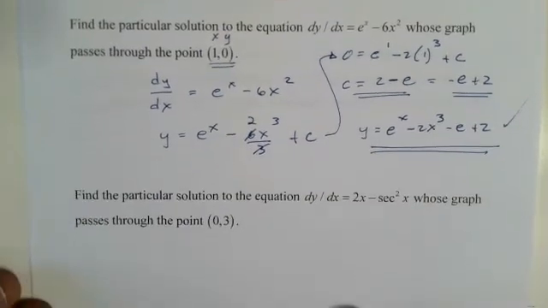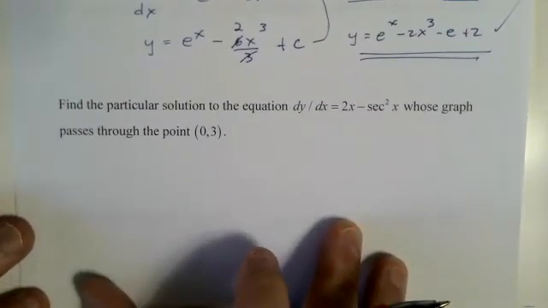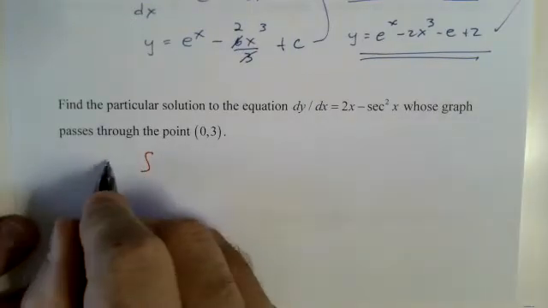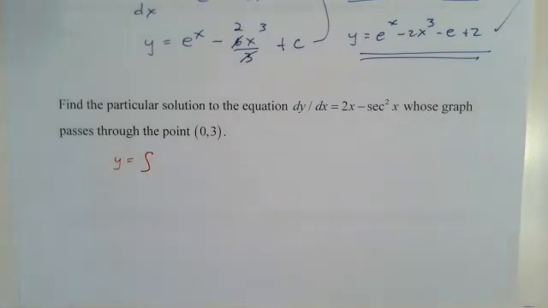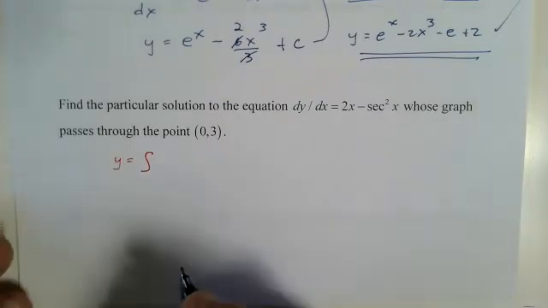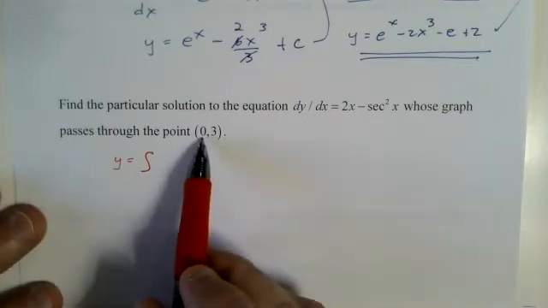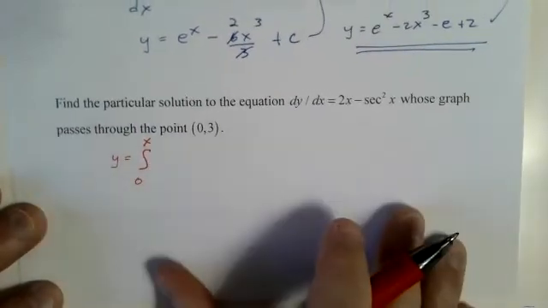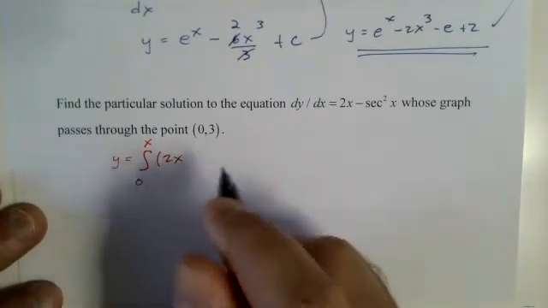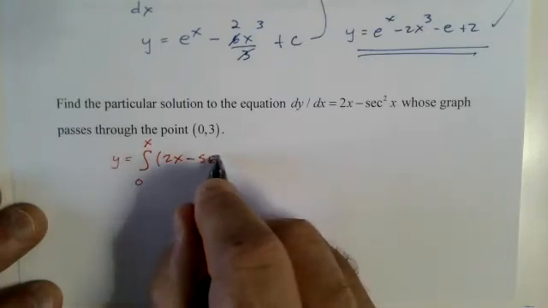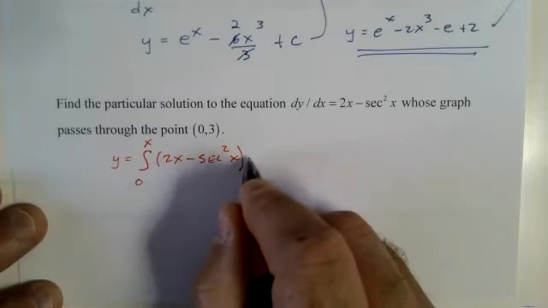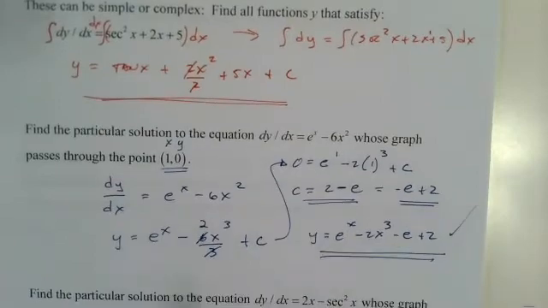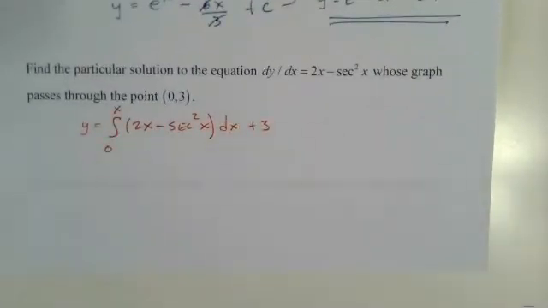So here's another way to do this. And this is the model I talked about earlier. When I see this 0, 3, I immediately rewrite this problem as y equals the integral. So they give me the x, 0 to x. I have not done any calculus. 2x minus secant squared x plus 3. This way works. This way works. I won't have a plus c now.